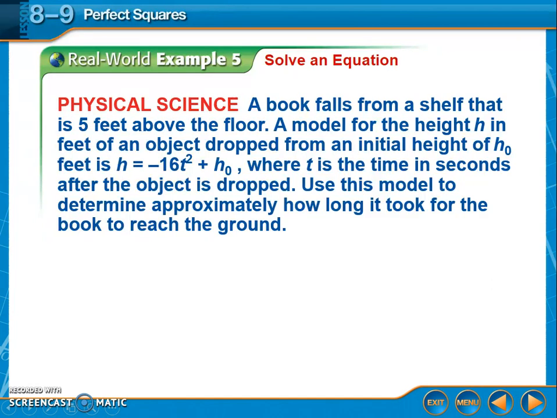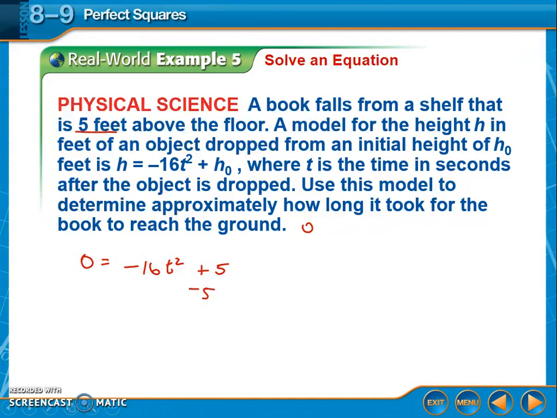So if the book reached the ground, then we can say that the final height is going to be 0. And it started at 5. So I'm going to say 0 equals negative 16 t squared plus 5. And I want to solve this. So what I want to do first is, because I have no other t's, this thing doesn't factor anymore. I can't factor this. There's nothing common to pull out. They're not perfect squares, so I want to get t by itself.